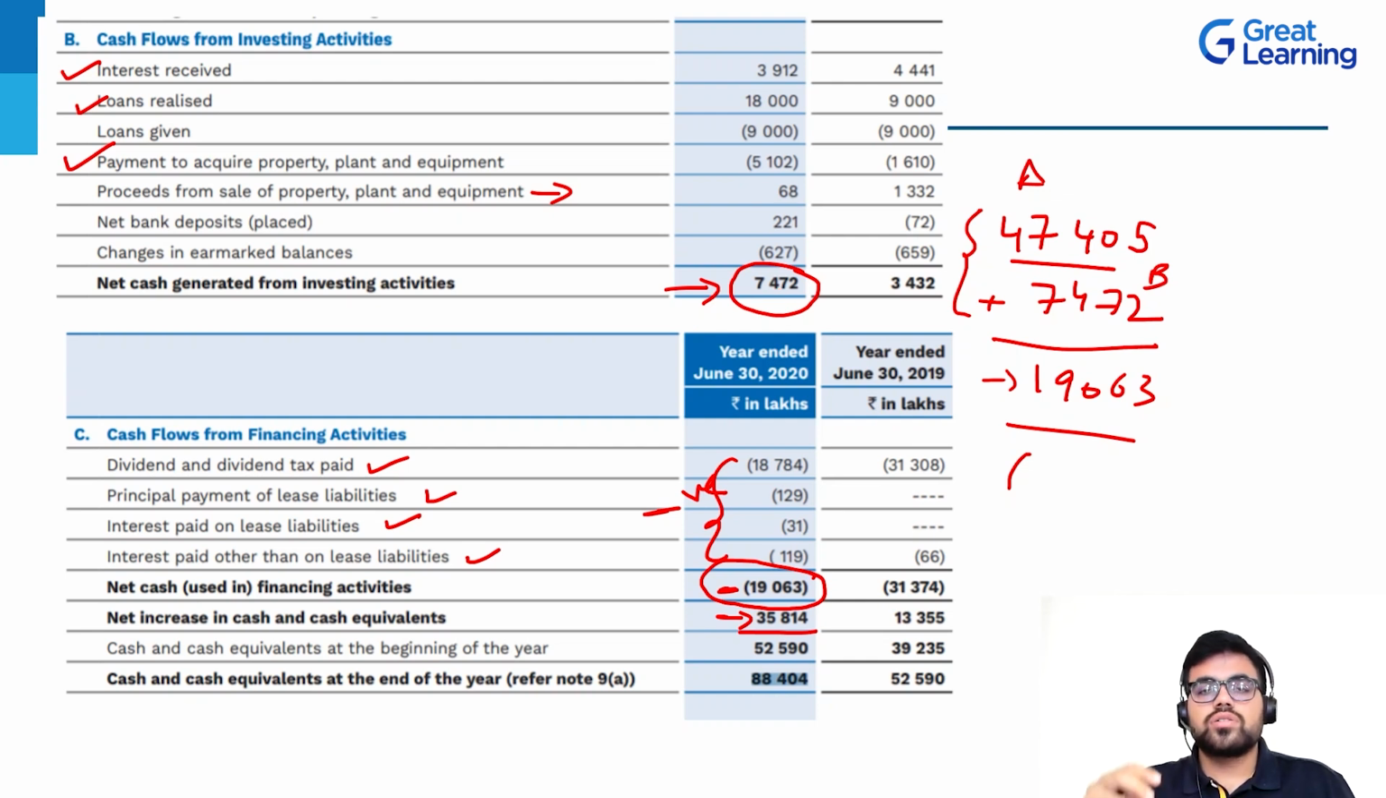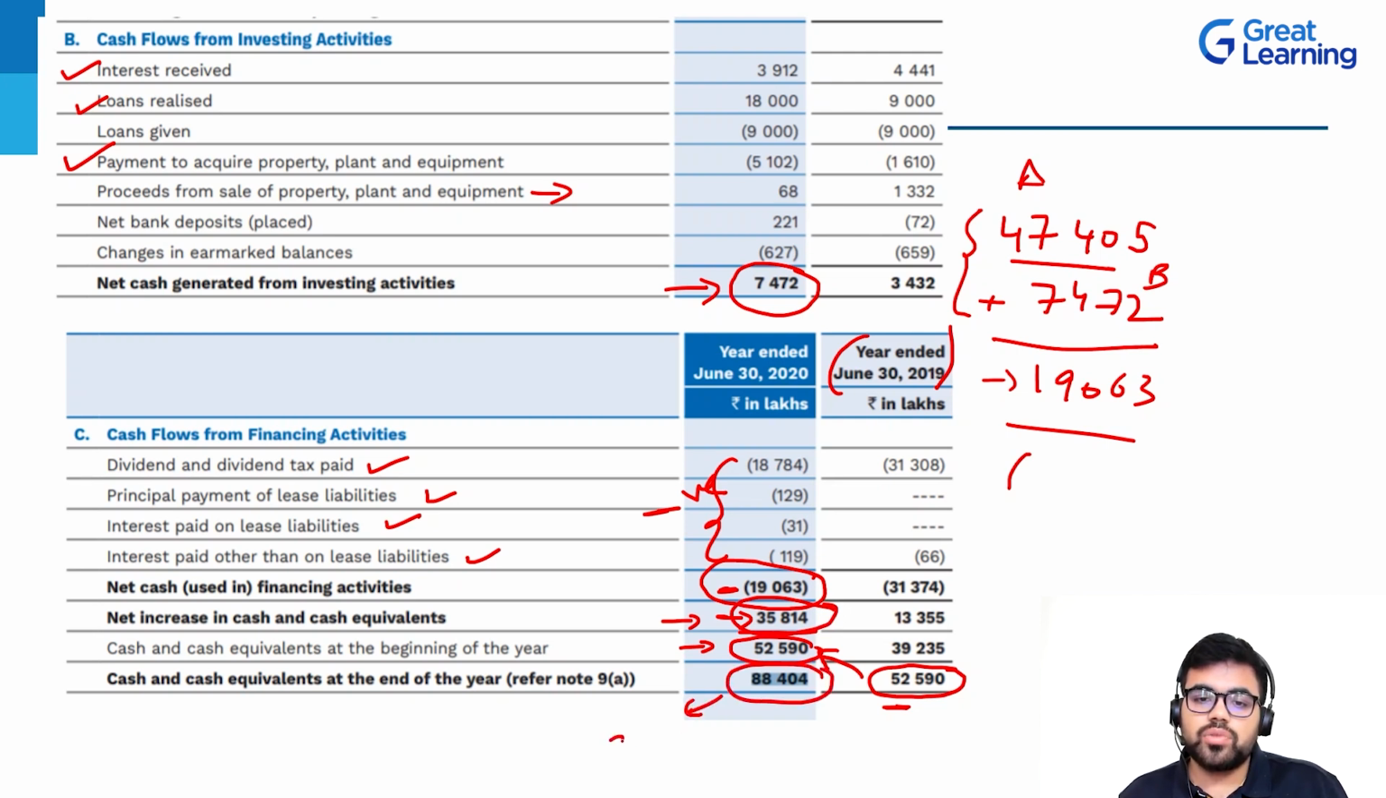Now, what happens is that there is a cash and cash equivalent at the beginning of every year. That is basically the last entry of the previous year's cash flow statement. As you can see, the year ended 2019 had a cash equivalent of 52,590 lakh rupees. This value is posted here, because the end of the previous year's cash flow entry is this year's beginning entry. Added with the net increase in cash flow, it gives us the equivalent for the end of 2020, and it would be marked as 2021's beginning.